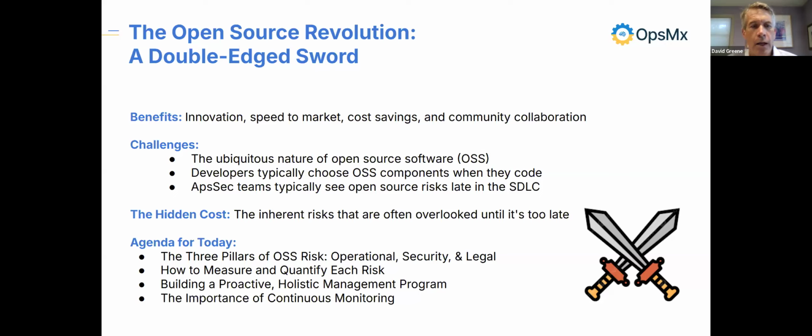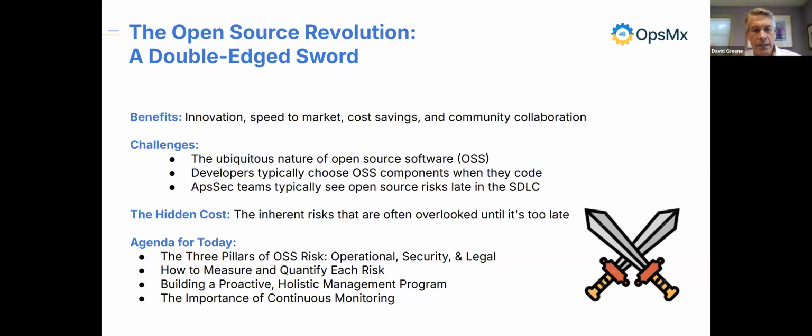And so that's really going to drive the agenda for our session today. We'll start by just walking through a taxonomy for how we think about open source risk at OpsumX. There are three pillars to that: operational risk, security risk, legal risk, and some suggestions about how you might measure and quantify each of those risks and some of the data points you may want to gather from your environment to understand that.